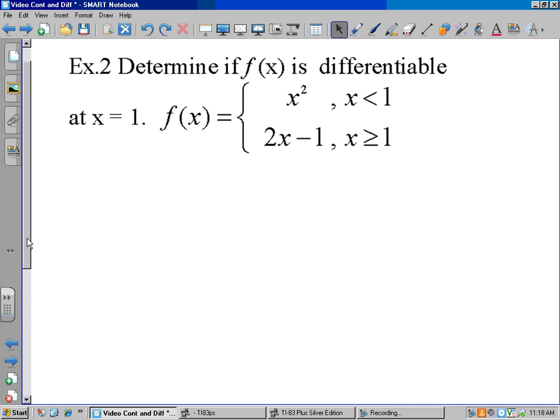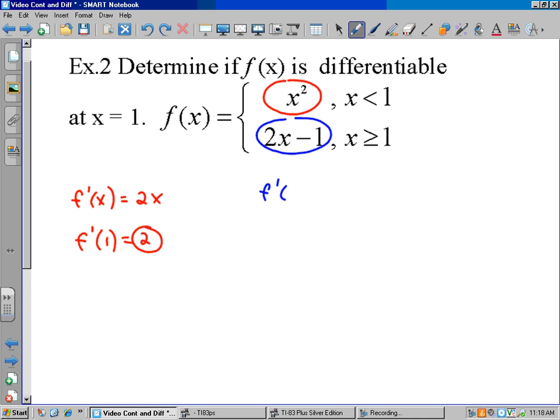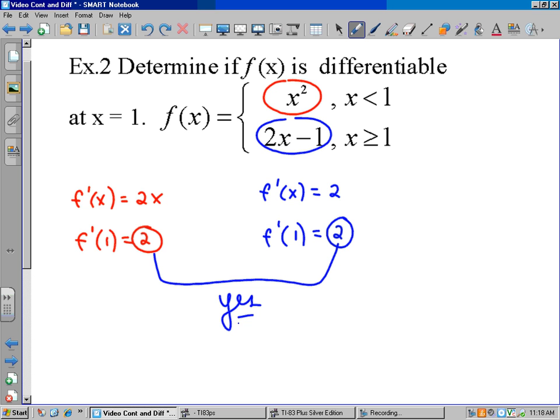All right, how about this second example? Determine if this is differentiable at x equals 1. Let's take the derivative of this piece. The derivative of the left side coming in is going to be 2x. When we evaluate that at x equals 1, we get 2. So the derivative coming in from the left is 2. How about from the right? What's this derivative? Well, that's pretty easy, right? That derivative is 2. When we evaluate that at x equals 1, there is no x to plug in, so we get 2. So yes, the left-hand derivative equals the right-hand derivative, so yes, this is going to be differentiable.